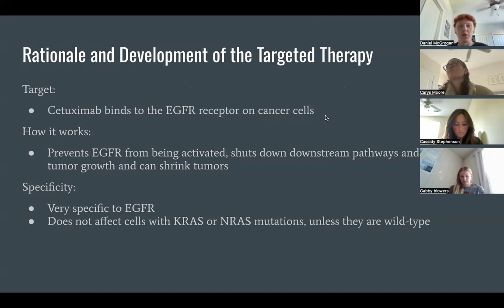So the rationale and development of the targeted therapy: cetuximab binds to the EGFR receptor on cancer cells, and this works by preventing the EGFR from being activated, which shuts down downstream pathways, blocks tumor growth, and can shrink tumors. It's very specific to the EGFR and does not work on cells with KRAS or NRAS mutations unless they are wild type.